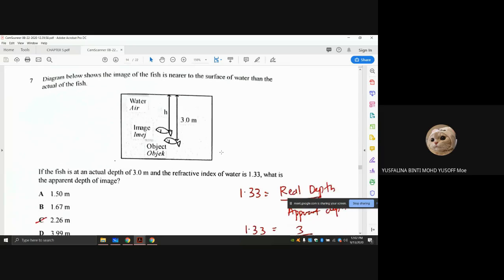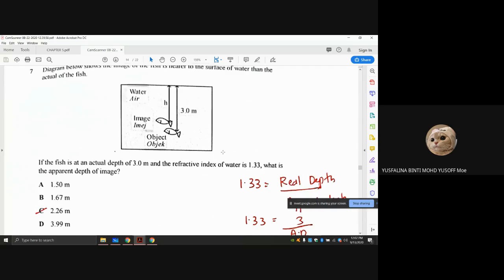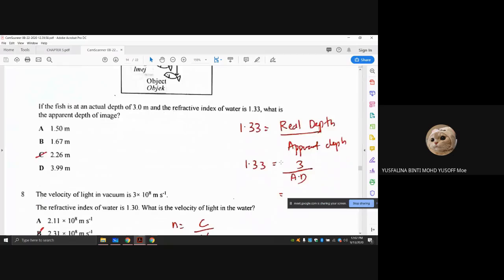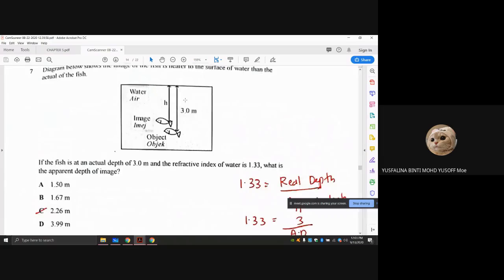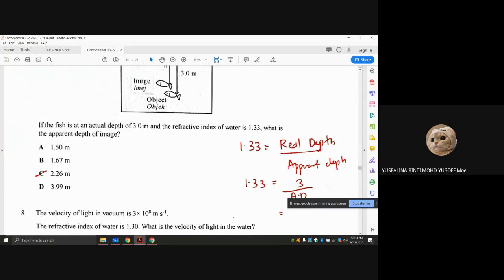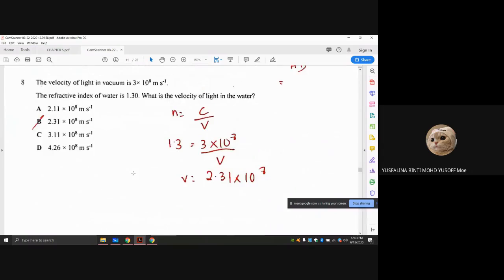The next one, question number 7. If the fish at actual depth is 3 meters and the refractive index of water is 1.33, what is the apparent depth? We use this formula: refractive index equals real depth divided by apparent depth. The refractive index is 1.33, and the real depth from the surface of the water to the object is 3 meters. The apparent depth you need to find. So we just divide 3 by 1.33, and you get 2.26.